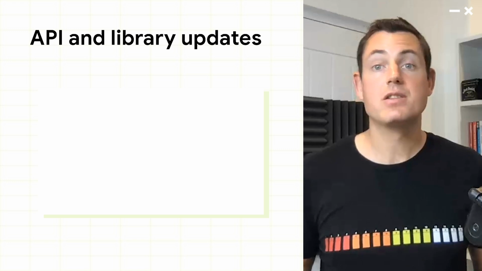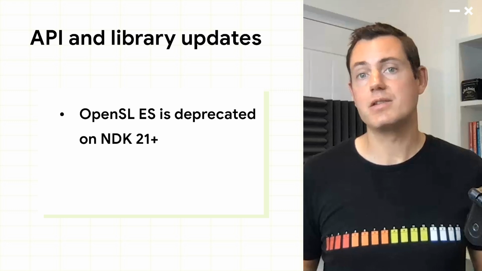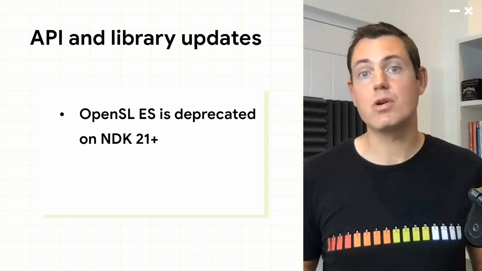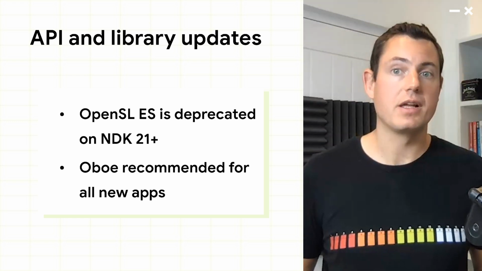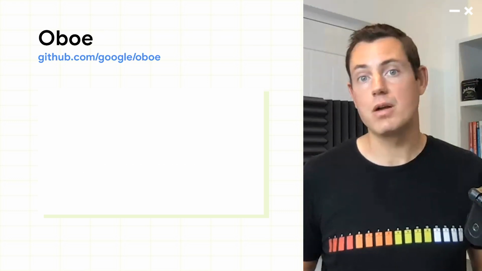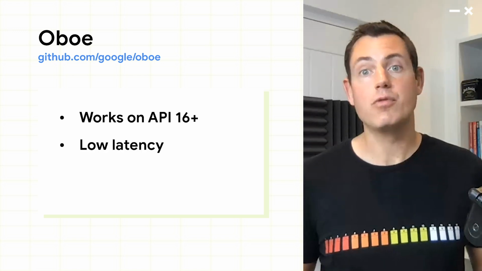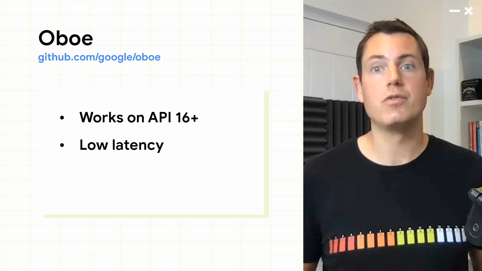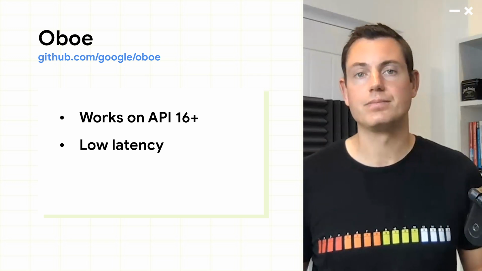Now let's talk about updates to media APIs and libraries. From NDK 21, OpenSLES is deprecated. For many years, this has been the go-to API for apps and games requiring low latency audio and/or portability. If you're using OpenSLES, you should migrate your code to use the Oboe library. It's an open source library which is backward compatible to API 16. It's designed for high performance and ease of use. It uses the latest Audio API on devices that support it, falling back to OpenSLES on older devices.